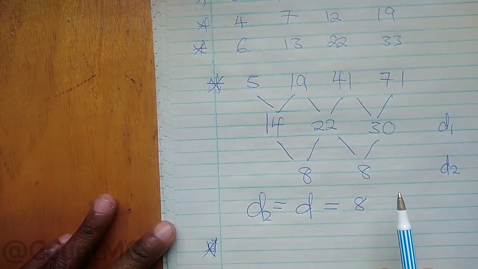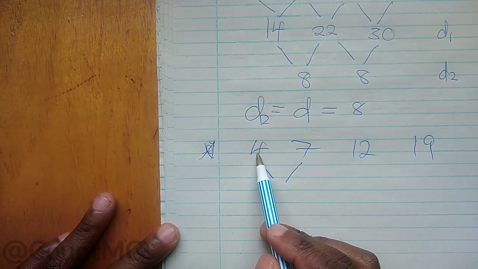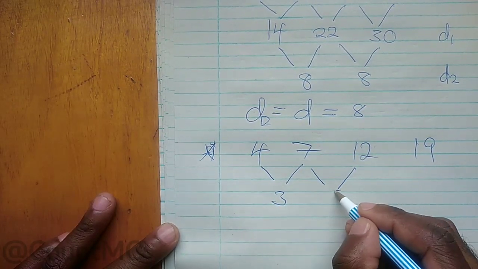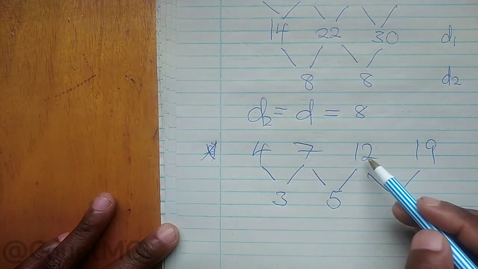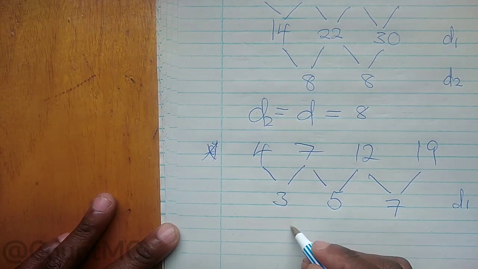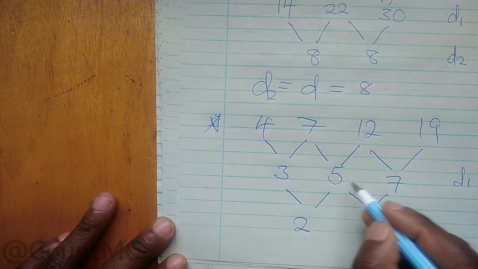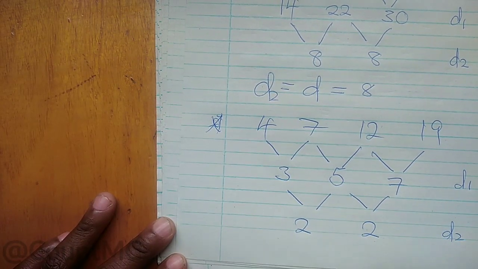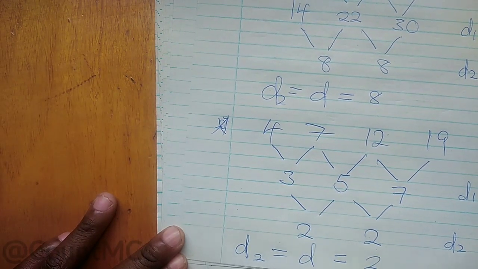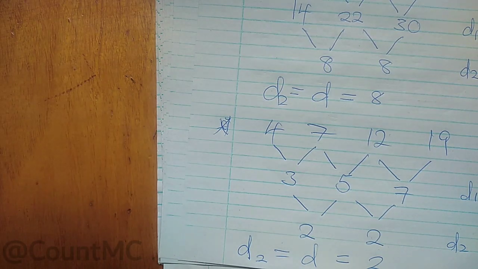4, 7, 12, 19. Okay, let's find the common difference here. 7 minus 4 is actually a 3. 12 minus 7, that's a 5. 19 minus 12, that's a 7. This is our first difference. So they are not the same, so it's not a linear. Let's go to the second one. 5 minus 3 is a 2. 7 minus 5, that's also a 2. So when your second difference is the same, this is your common difference. So we are agreeing that this number pattern is a quadratic.